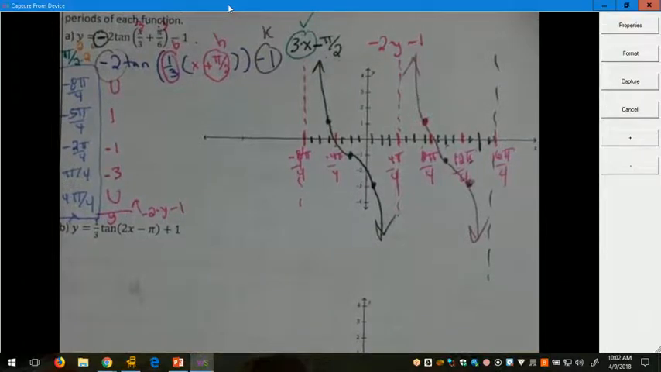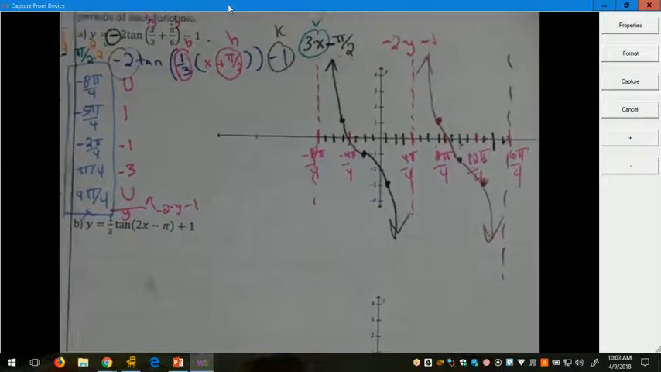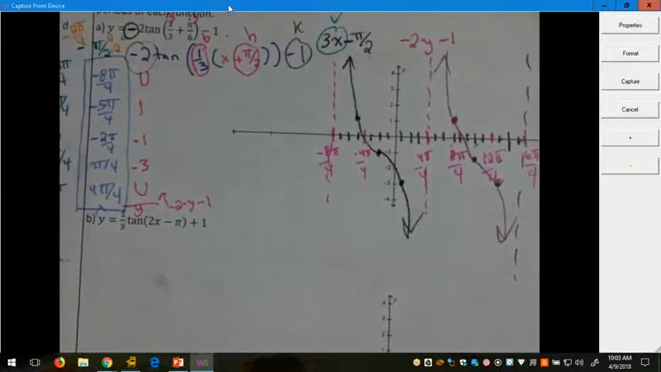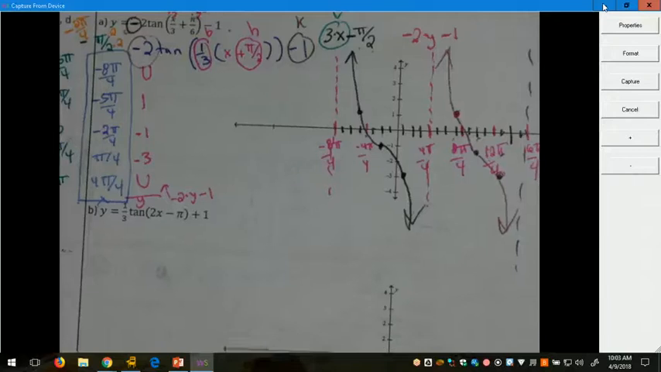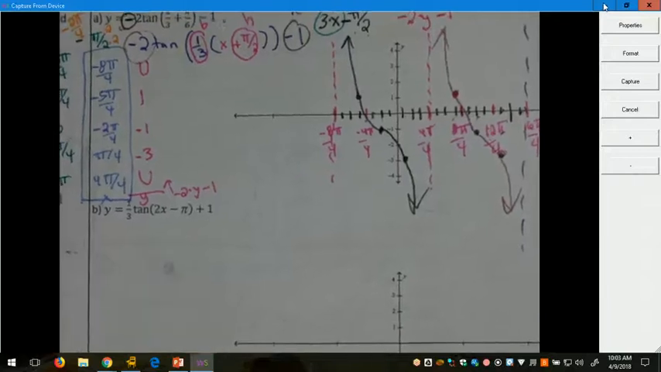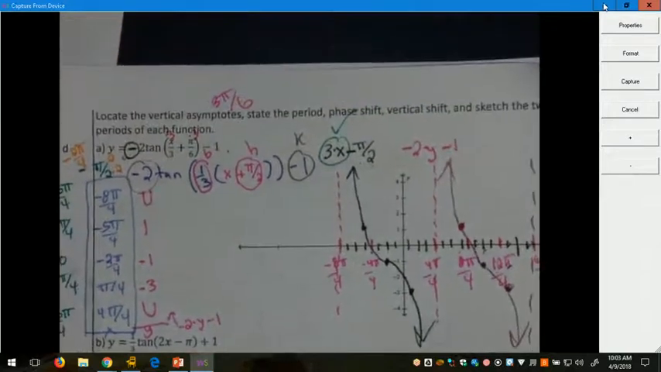Questions on graphing? So working with fractions, lots of fun, right? Trig functions and fractions. All right, see if you can convert the equation for letter B. Oh, we didn't do all the rest. Thank you for reminding me.